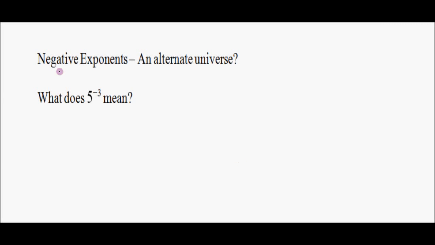Hey everyone, I want to talk a little bit for a few minutes about negative exponents. I say it's a little bit like living in an alternate universe because what does 5 to the negative 3 power mean? In our universe, we know what 5 cubed means, 5 to the third power. We know that 3 in the exponent says to multiply 5 times itself 3 times, which is 125.